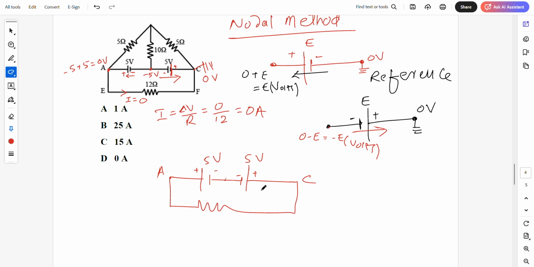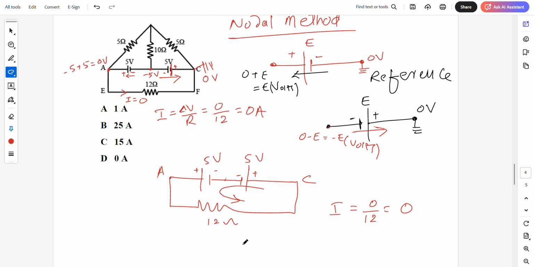Try to find out the current here. How many ohms? 12 ohms. I is equal to V by R. Both the voltages get cancelled here, right? Therefore I is equal to 0 by 12, which is again 0 ampere. Even if I apply KVL also, it becomes 0.